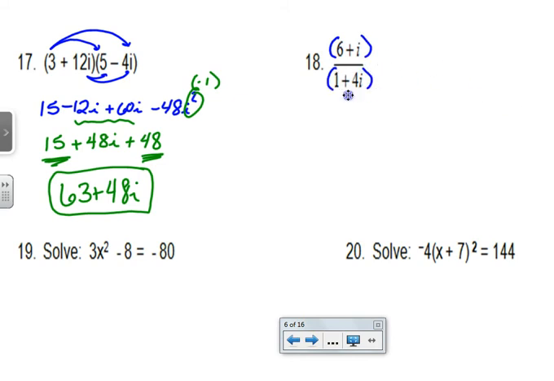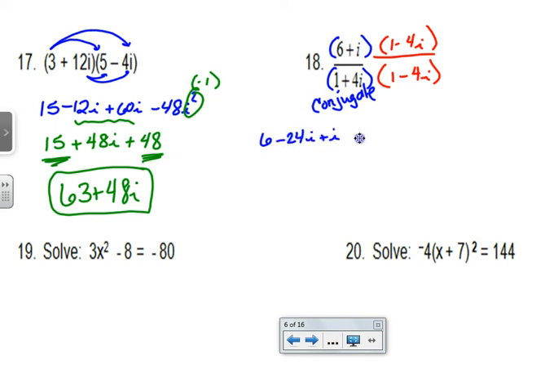Now for this, you have to multiply by the conjugate, remember conjugate, of the denominator. Conjugate looks a lot like the denominator, except it's got the opposite sign in the middle, so it'll be a 1 minus 4i. The reason you need a conjugate is because you need the i's to cancel out in the denominator. So in my numerator, I'm going to FOIL these together. I get 6, and then minus 24i plus 1i, and then minus 4i squared. Please don't try to skip steps on this question.